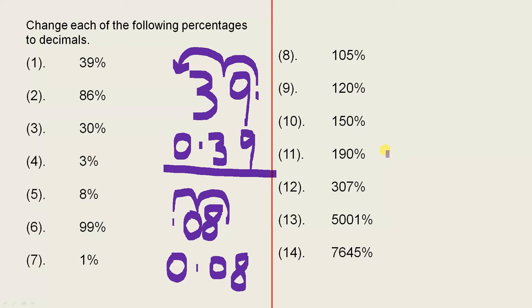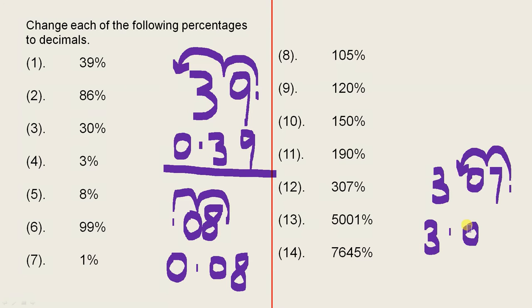Now here we've got percentages which are greater than 100. Well, that doesn't matter. So let's look at this one here, 307%. So 307%. There's the decimal point there. 1, 2. So it becomes there. So the answer is 3.07. Very, very straightforward rule. Let's go to the next slide.